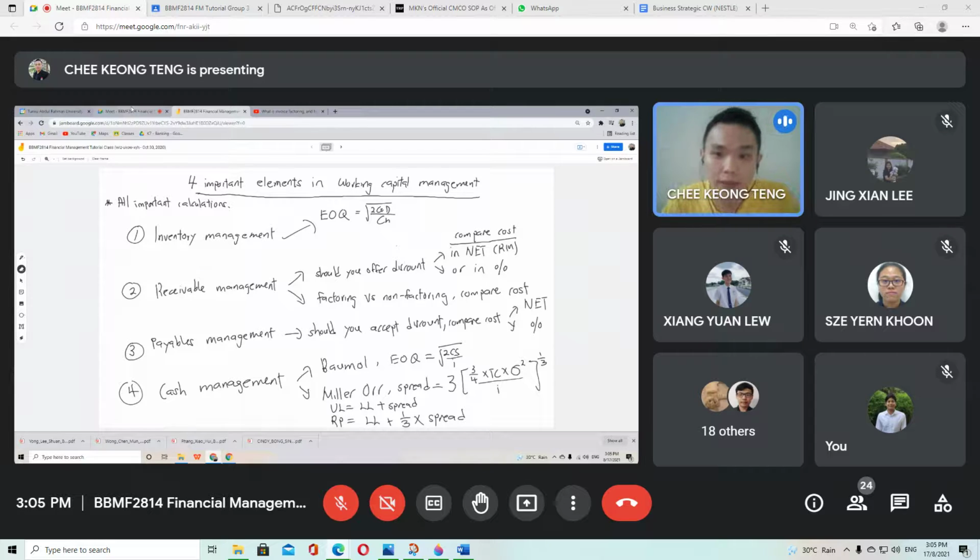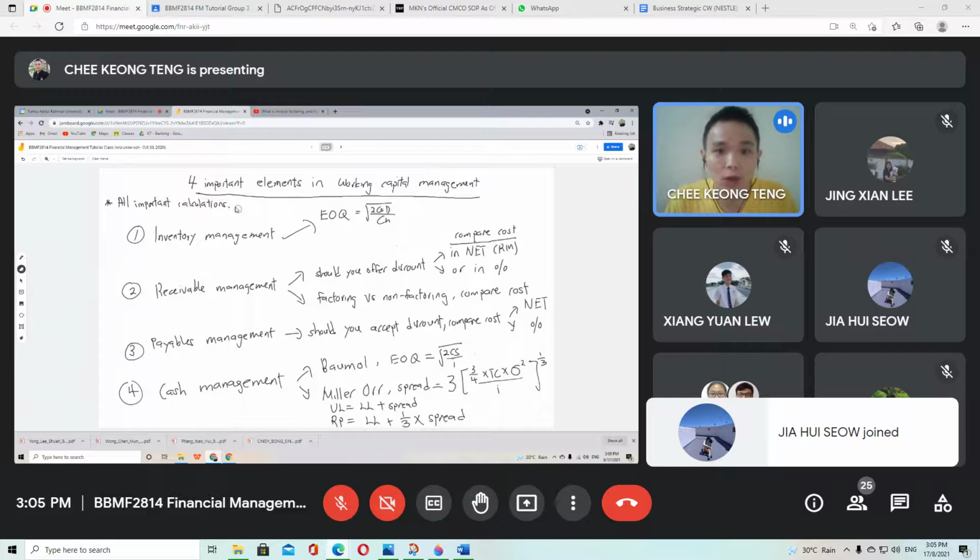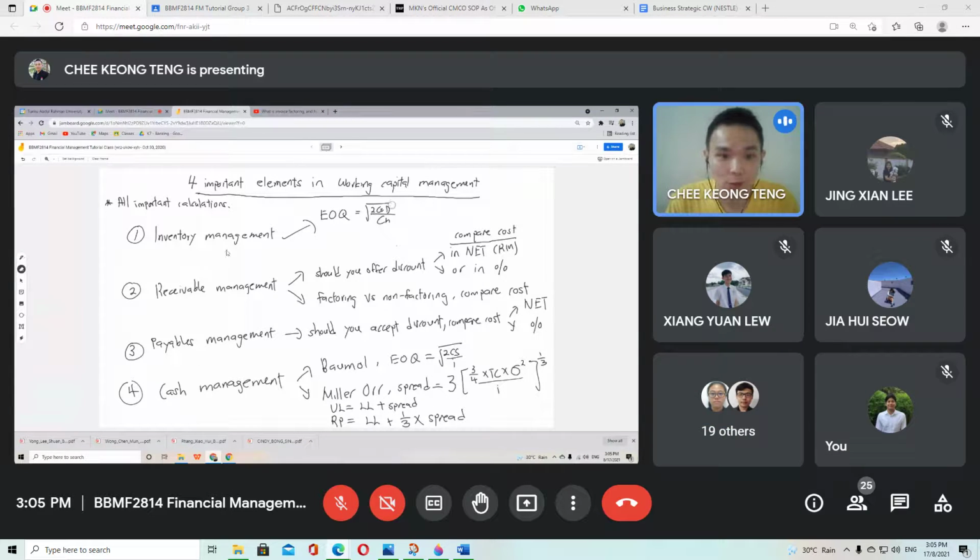And today we are still going to discuss working capital management, but we zoom in to the smaller items. So we are going to talk about the four important elements in working capital management, which include inventory management, receivables, payables, and cash management. I hope all of you understand that when you come to inventory management and receivable management, they are under working capital management, this big family.